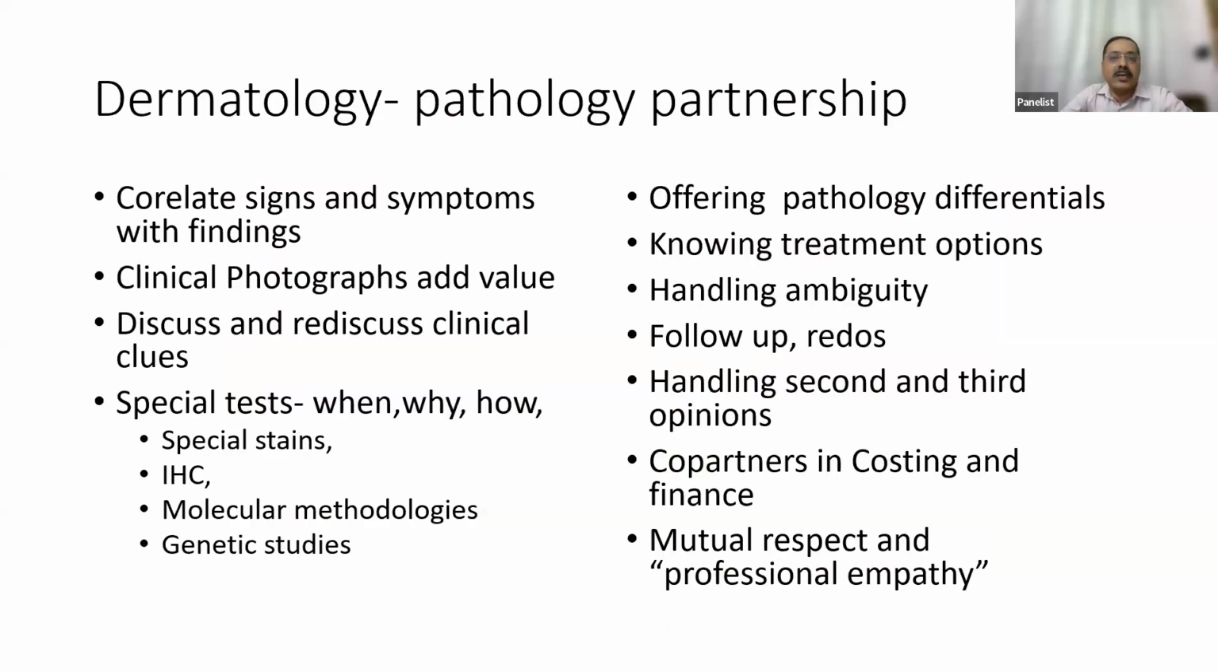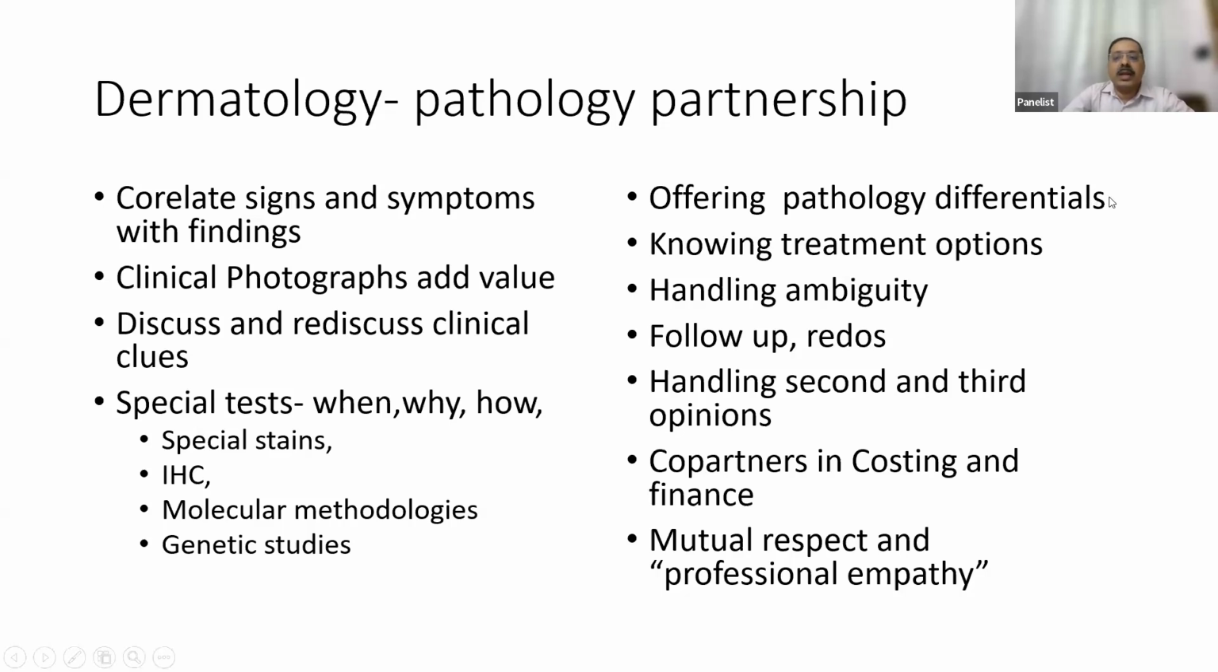Now coming to the last slide of my presentation, dermatopathology partnership, where are we heading? Always correlate signs and symptoms with the findings. And clinical photographs add a lot of value. I have given you ample examples where clinical photographs have actually helped us to diagnose. Close examination, close lab, discuss and rediscuss clinical clues. Never be isolated from the clinician. And specialized tests: when, why, and how, interact with the clinician and suggest suitable ones as you proceed. Your clinical histological correlation lies on your inputs towards these specialized tests.